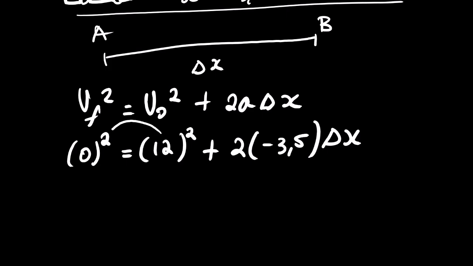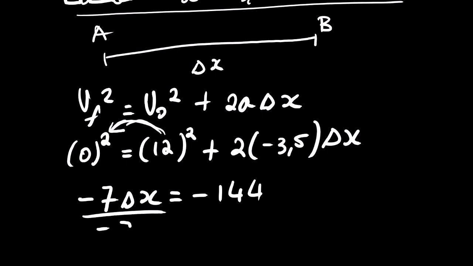From here we can transpose this to the other side, and then divide both sides by 2 multiplied by negative 3.5. Let me take it step by step. 12 squared is equal to 144. 2 multiplied by negative 3.5 is negative 7. Change in x is equal to, when we transpose 144 to the other side, negative 144. We divide both sides by negative 7.